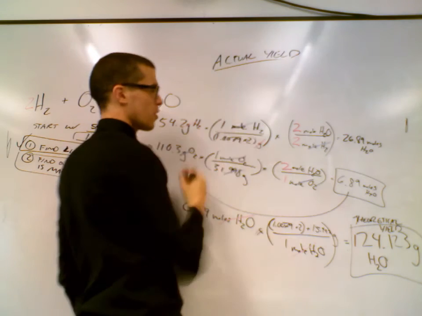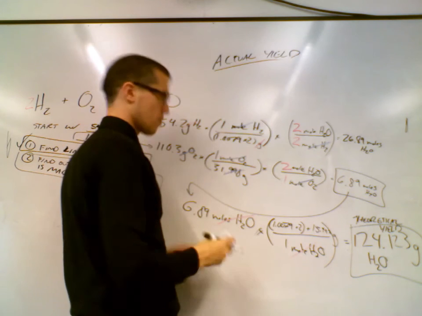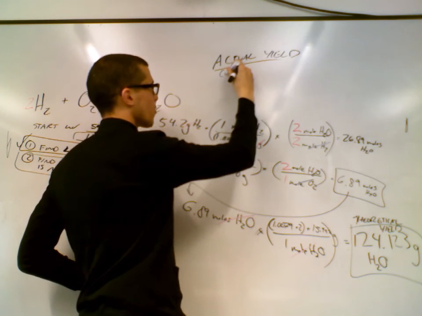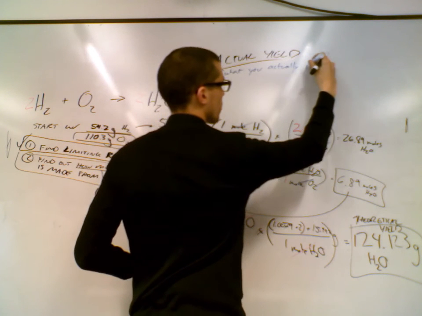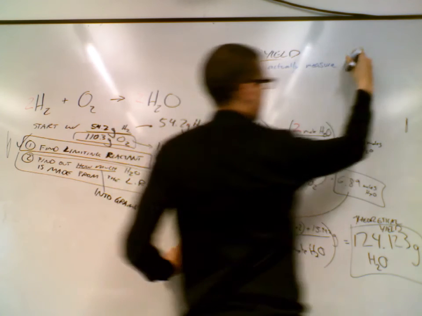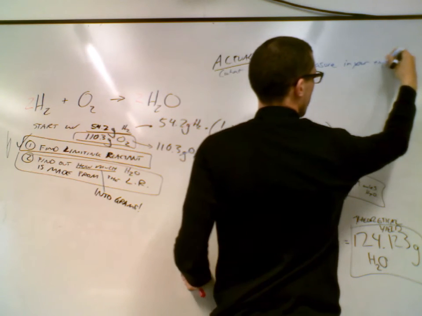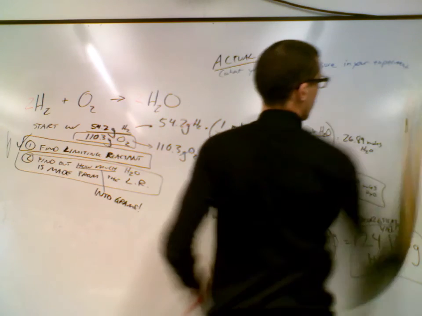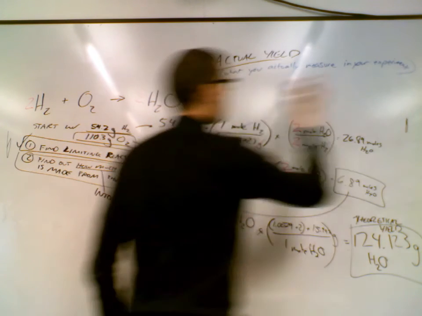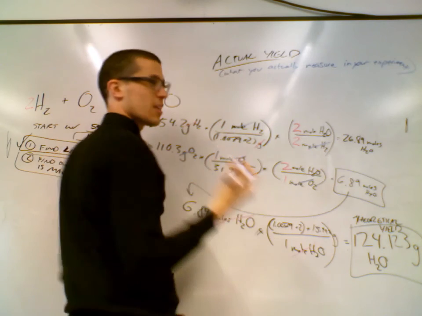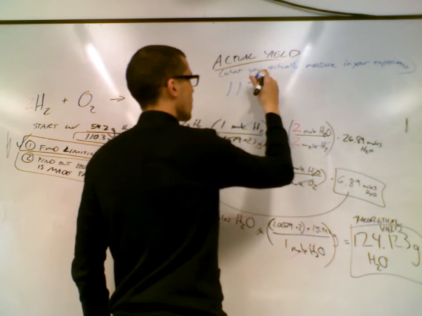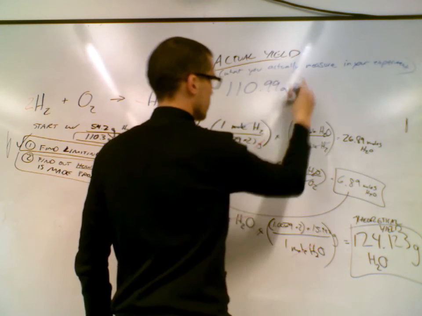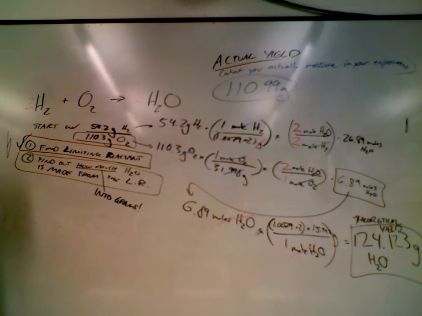But the actual yield, let's say that this is what you actually get, what you actually measure in your experiment. Okay, that's what you actually measure in your experiment. Let's say in this case, I'm just going to give you a number here. Let's say that it's 110.99 grams. Okay, let's say that that's the number that you get when you measure this. Right?